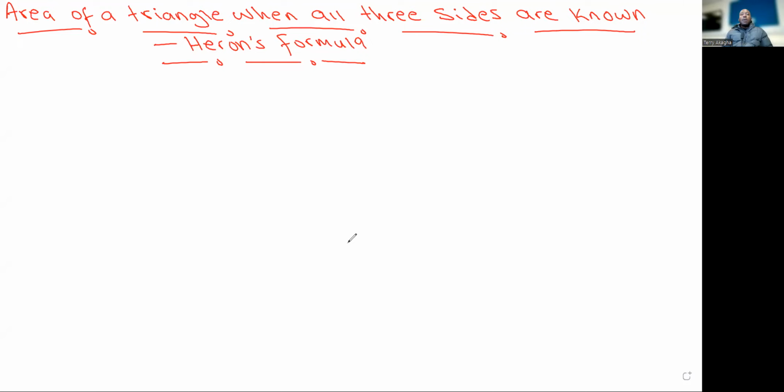So we'll be talking about how to find the area of a triangle when all three sides are known. Basically, it's called Heron's formula, all right? So please try as much as possible to review the previous video. It's very important, because as we keep on going down the series, we try to build on previous knowledge.